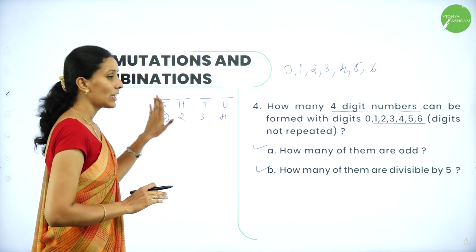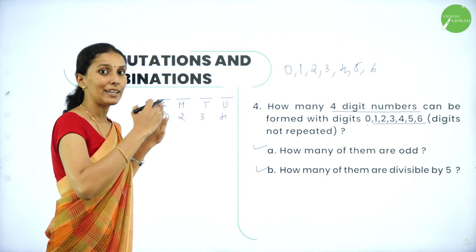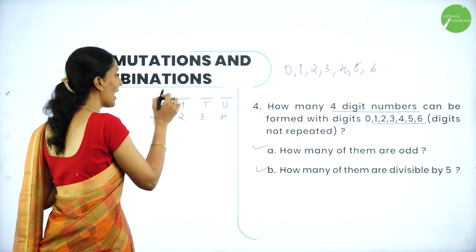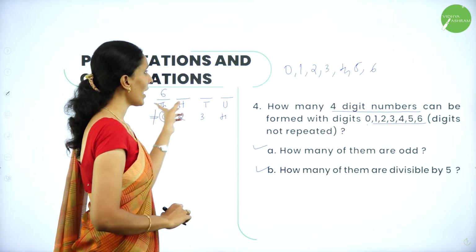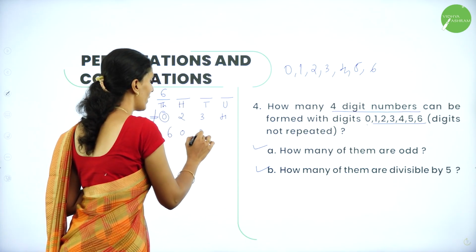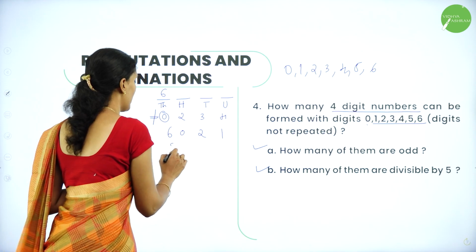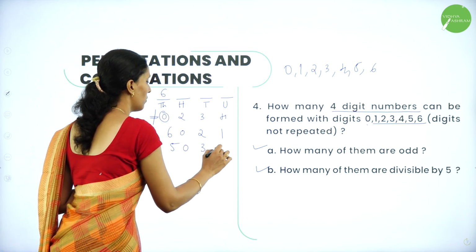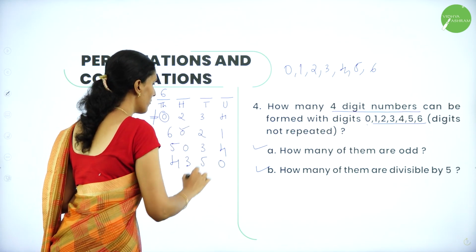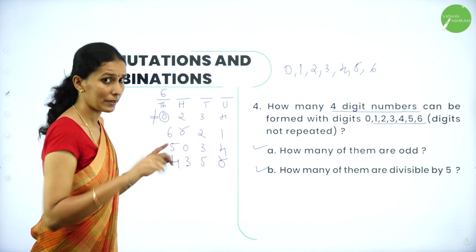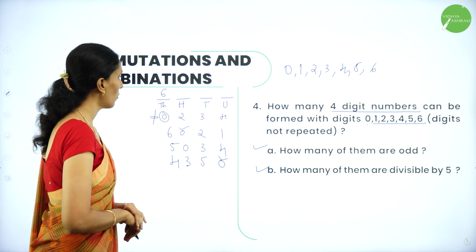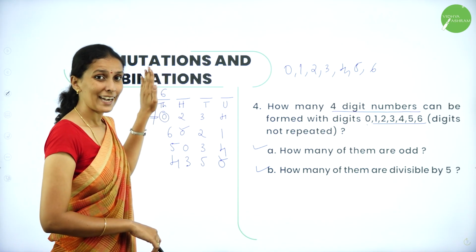So therefore the leading place cannot have 0, but it can have any other number from 1 to 6. So how many choices do we have here? We can have 6. But 0 can be placed in other places, like 6,021 or 5,034 or like this. So 0 can occupy the hundreds, units or tens place also. But my restriction is that 0 cannot take the first place. Therefore I have only 6 choices for the first place.